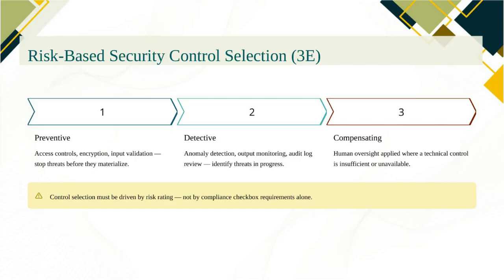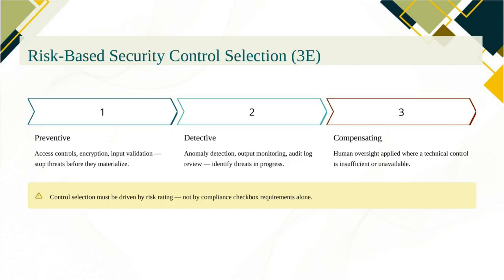Detective controls catch it when it does happen. Anomaly detection, output monitoring, audit log review. And compensating controls fill the gap when a primary control isn't feasible. Human oversight compensates for an unexplainable black box AI system in a high-risk context.